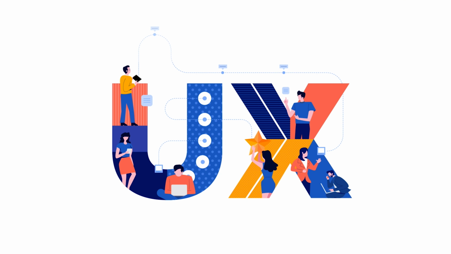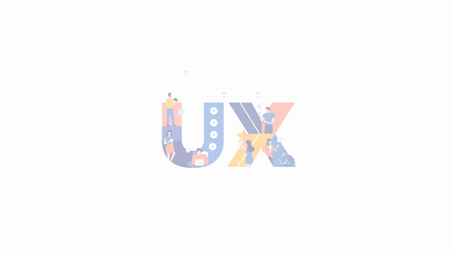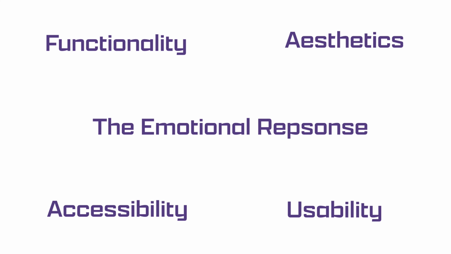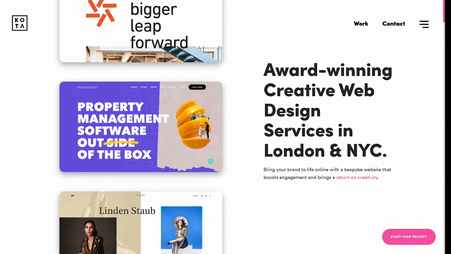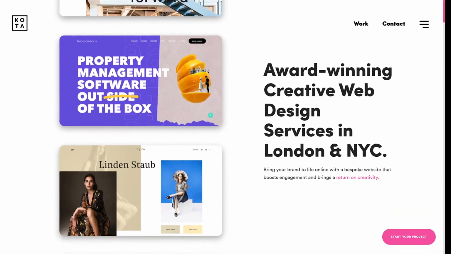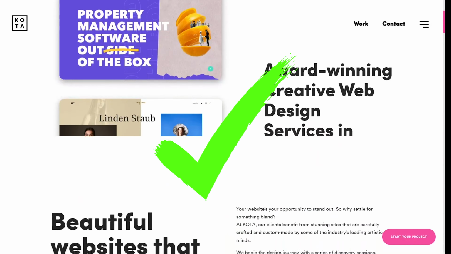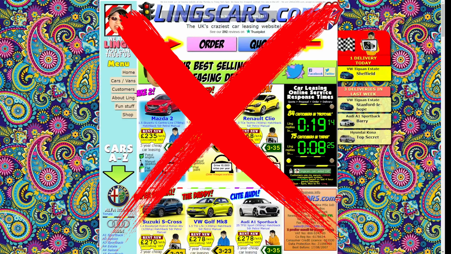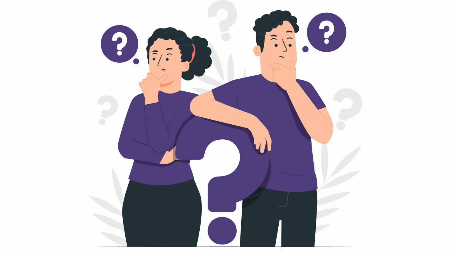UX, or user experience, involves a variety of aspects. It's about usability, accessibility, functionality, aesthetics, and the emotional response. UX design is the practice of creating products that provide value, are easy and enjoyable to use, and elicit positive emotional responses. Now, you may ask, why is UX so crucial?